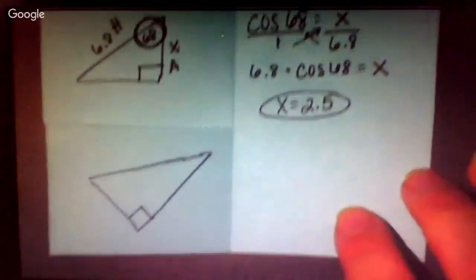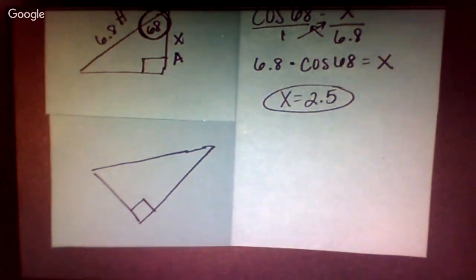Okay. Here's my triangle this time. This is 67. This is X, and this is 9.2.